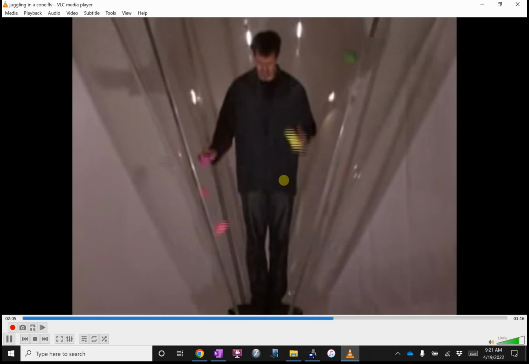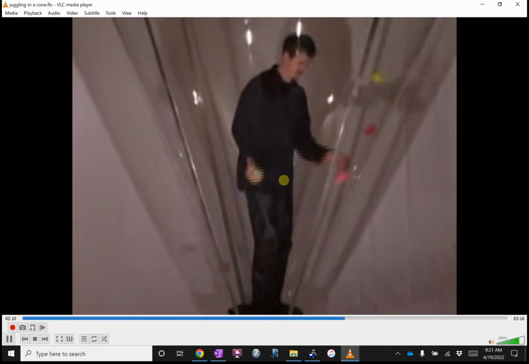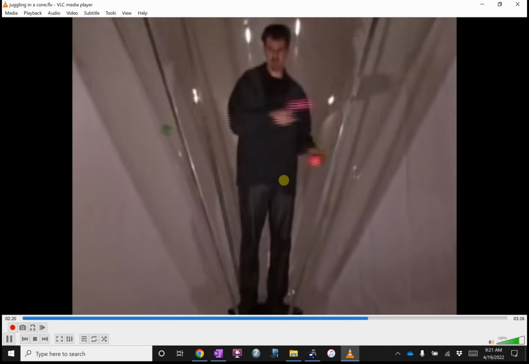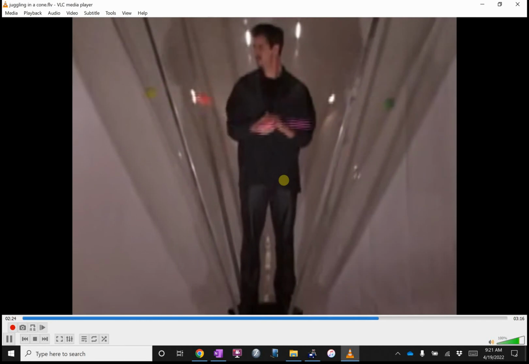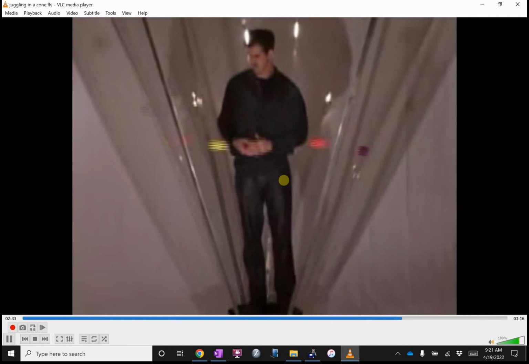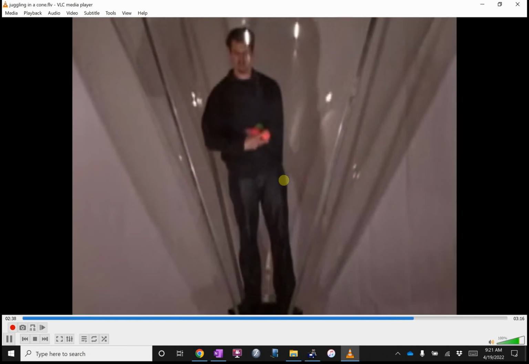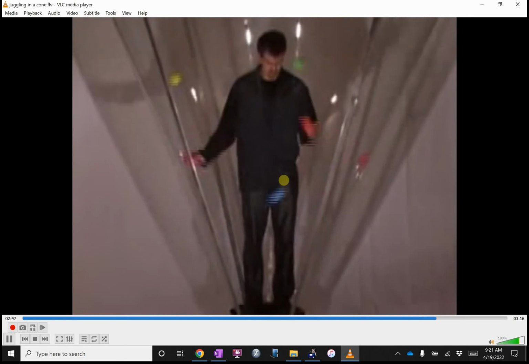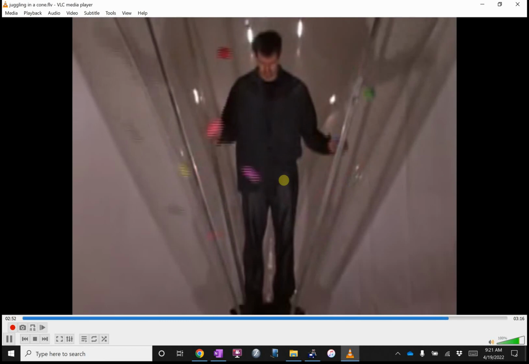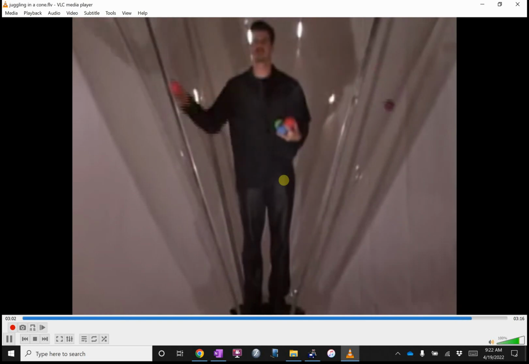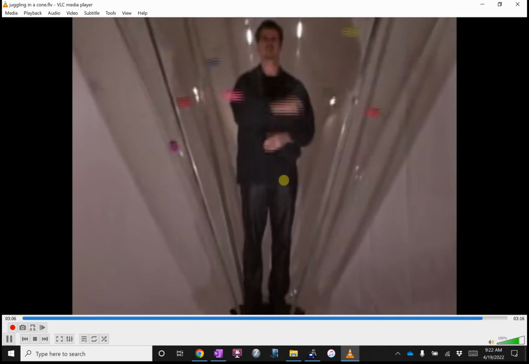If you're bored, try following one of the balls with your eyes and you can see the pattern that it traces out. Some interesting physics going on there.